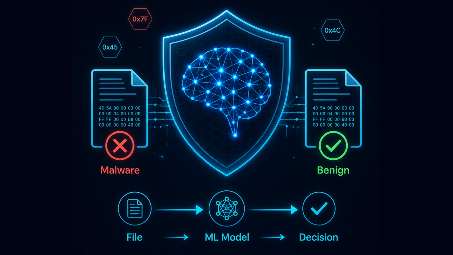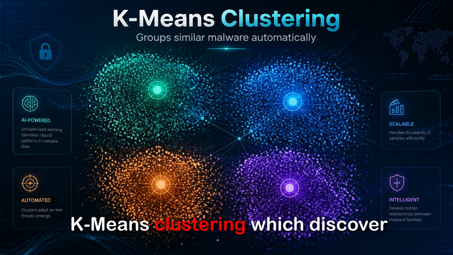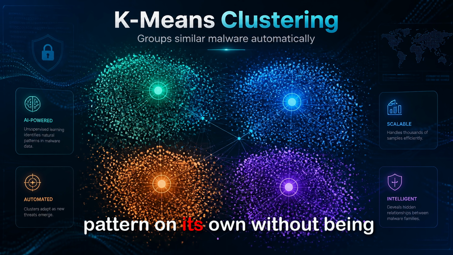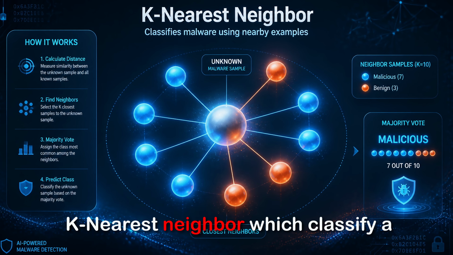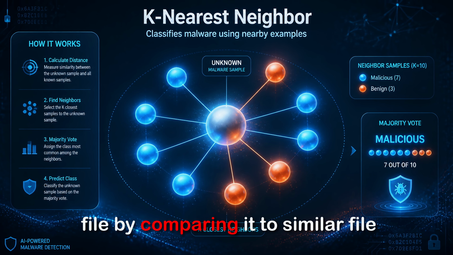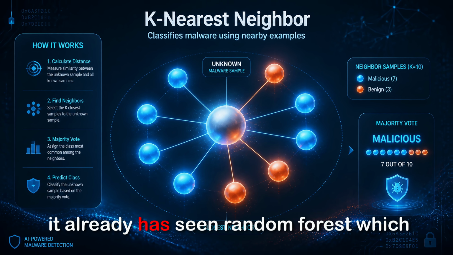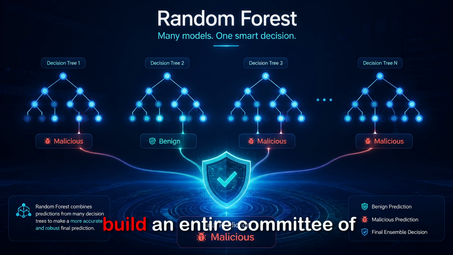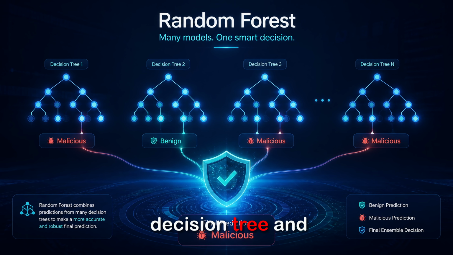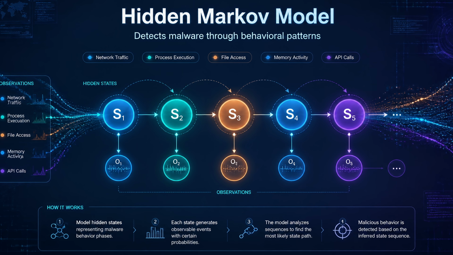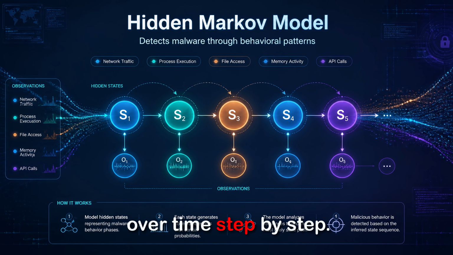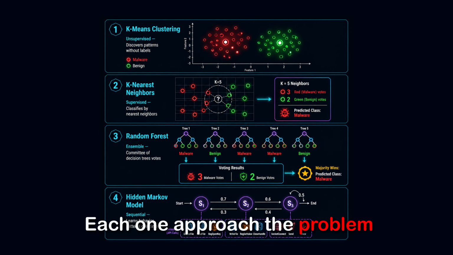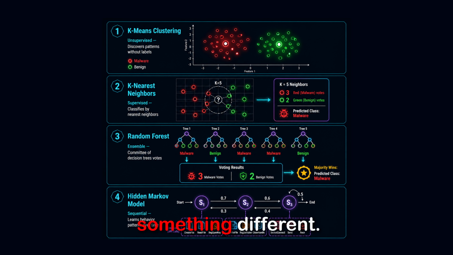We are going to cover four machine learning models today. K-means clustering, which discovers patterns on its own without being told what's malware and what isn't. K-nearest neighbor, which classifies a file by comparing it to similar files it has already seen. Random forest, which builds an entire committee of decision trees and takes a majority vote. Hidden Markov model, which watches how a program behaves over time, step by step. Each one approaches the problem differently, and each one teaches us something different.